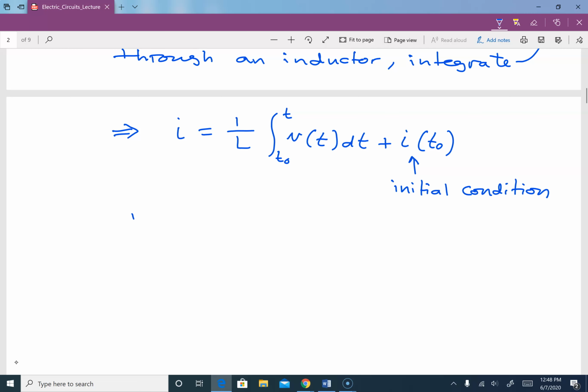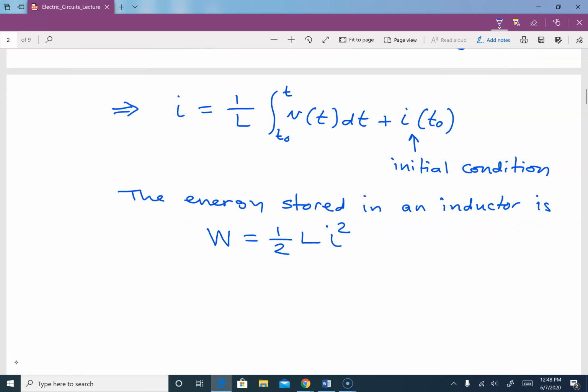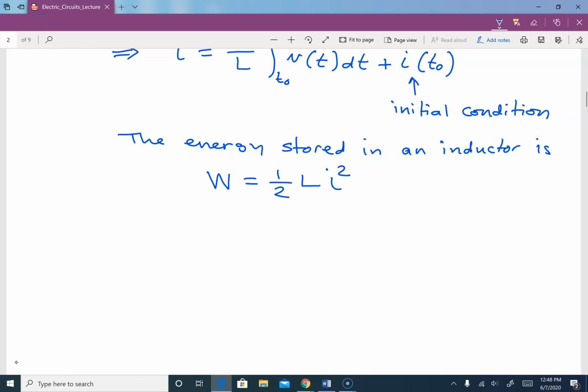So if we want to get the energy stored in an inductor, we can express it as W is equal to 1/2 L i squared. So this is the energy.